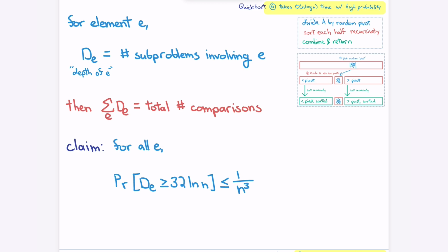And the claim is that any particular element is in at most 32 log n subproblems with probability of error at most 1 over n cubed. So some polynomial in n that's really small when n is big, which is the regime we're interested in. Why is this bound useful? We will prove this, and that'll take up the remainder of class, but let me first explain why this will give us the high probability running time that we want.